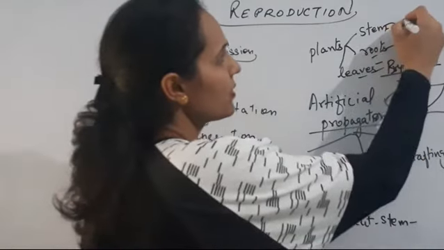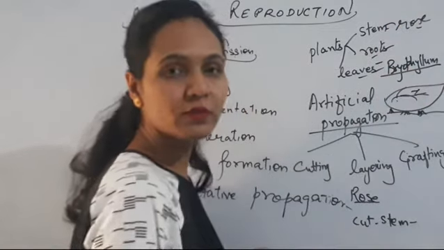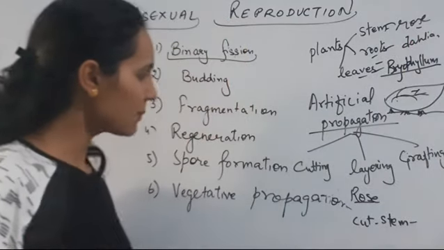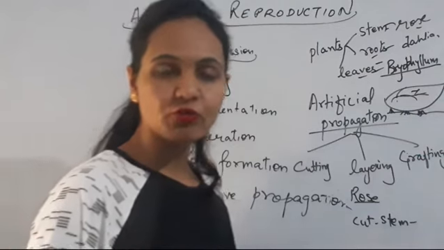Clear? For the stem you know very well the rose, and for root you can give the example of the dahlia. Right? So these are some examples for vegetative propagation. Next is artificial propagation. I told you this is man-made.